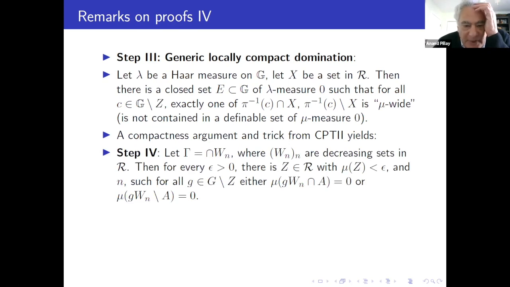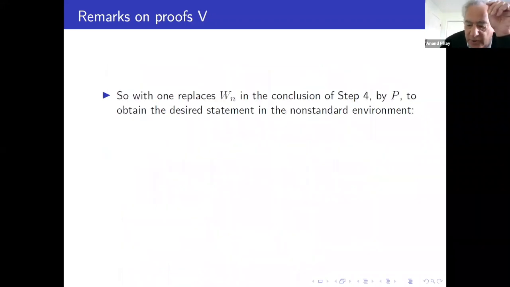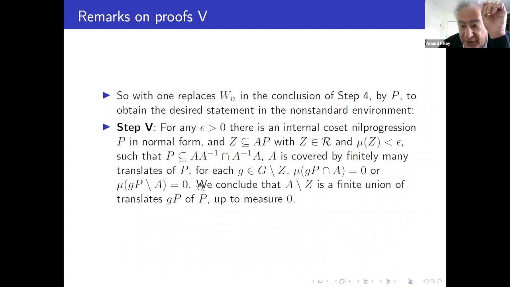Step four, let me say quickly, this Gamma is an intersection of these definable sets W_n decreasing. For every epsilon, there's a small set Z in R, of small measure, such that for all g outside Z, either the measure of the translate W_n intersected with gA is zero, or it is close to full. This is a statement looking very close to the regularity statement in the theorem. And this is used together with BGT to prove the following.